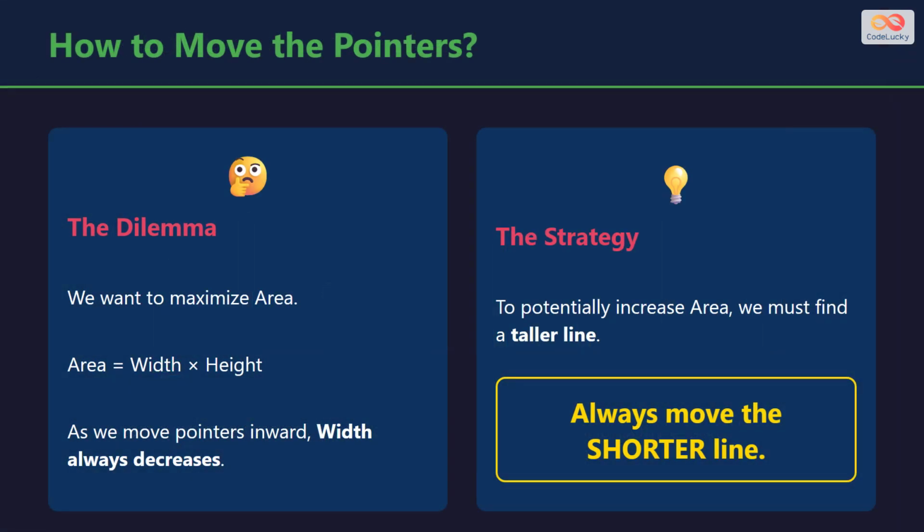Now, we need to decide which pointer to move. The area is determined by the width multiplied by the height. Since moving inwards always reduces the width, we can only increase the area if we find a taller line. Therefore, the strategy is to always move the pointer pointing to the shorter line.